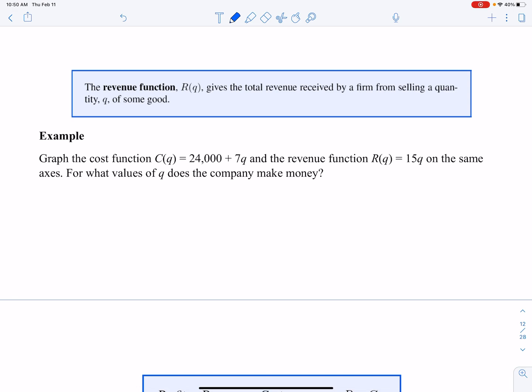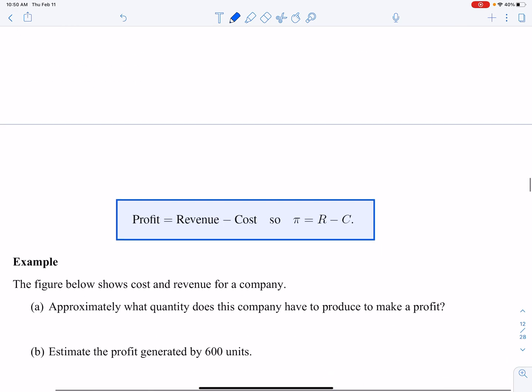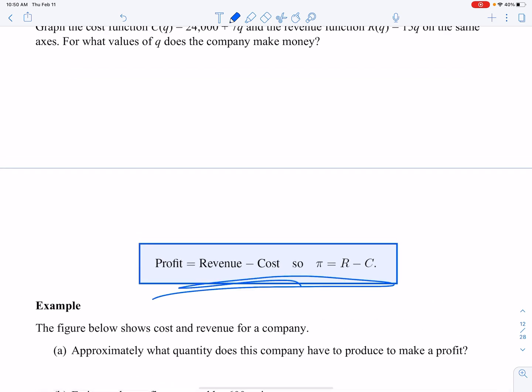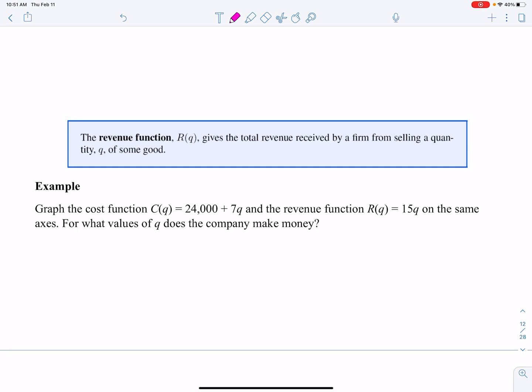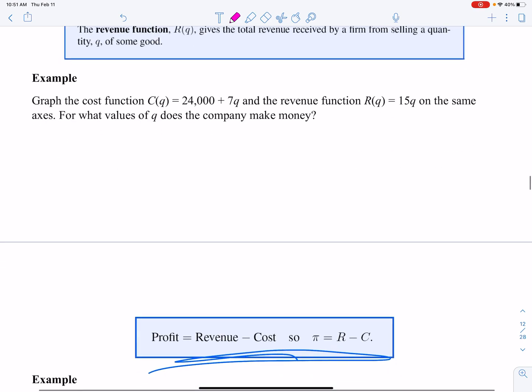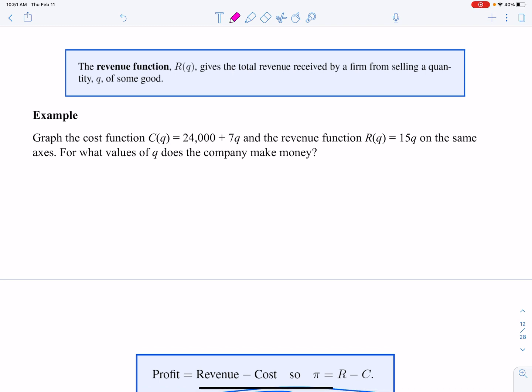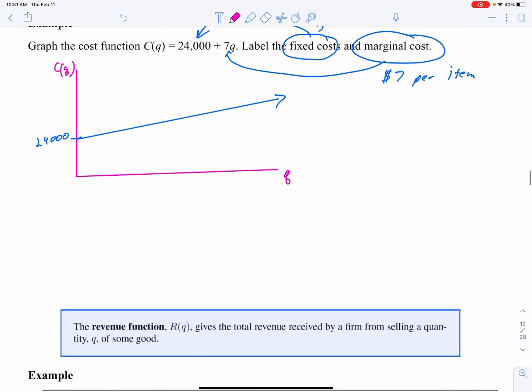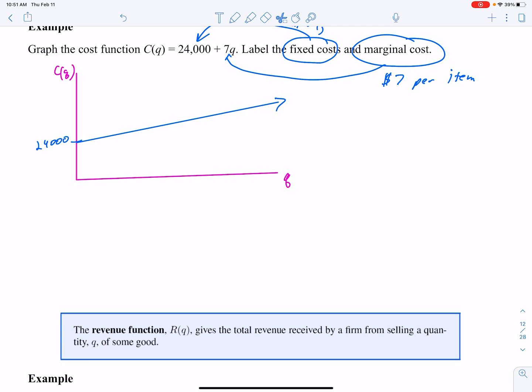So next is revenue. Revenue is how much money you take in, and we'll see a little equation down here in just a minute for revenue. But for now, the revenue function R of Q gives the total revenue, the total money taken in, received by a firm from selling a quantity Q of some goods. So here's an example. We're going to graph the cost function, the one we just did, and the revenue function on the same axes, and then we're going to analyze it. So I'm going to copy this.